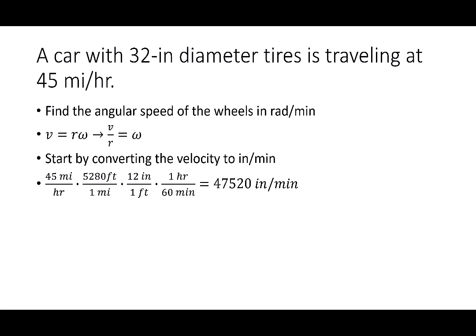Now that our velocity is in the right units, we can move on to find omega by dividing by r. We were given that the diameter of the tire is 32 inches. We just divide by 2 to get the radius of 16. Omega will be 47,520 inches per minute over 16 inches. We can cancel the inches and reduce the number to 2,970, and this will be in radians per minute.